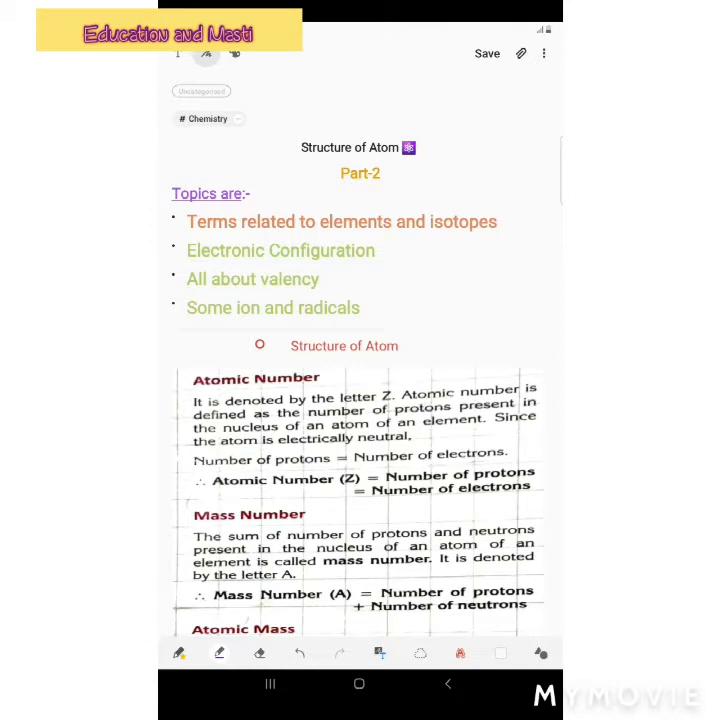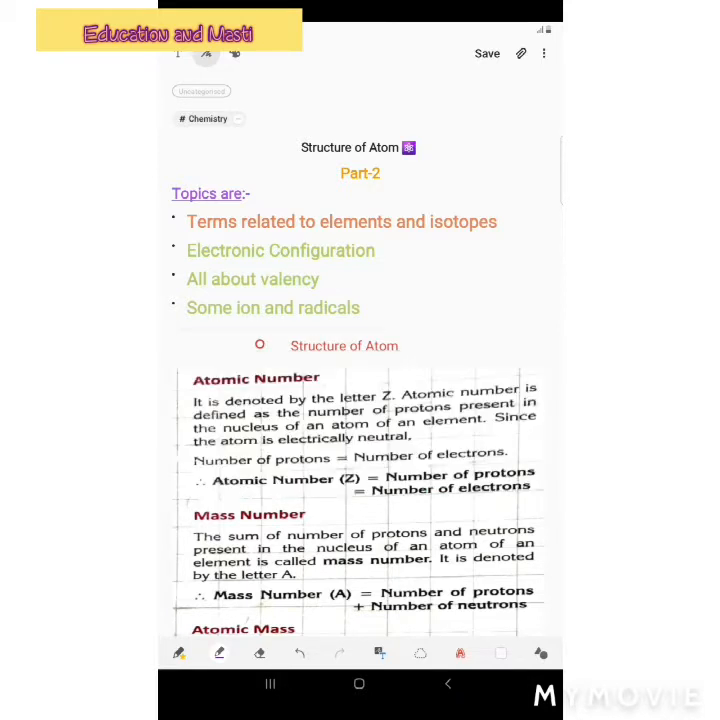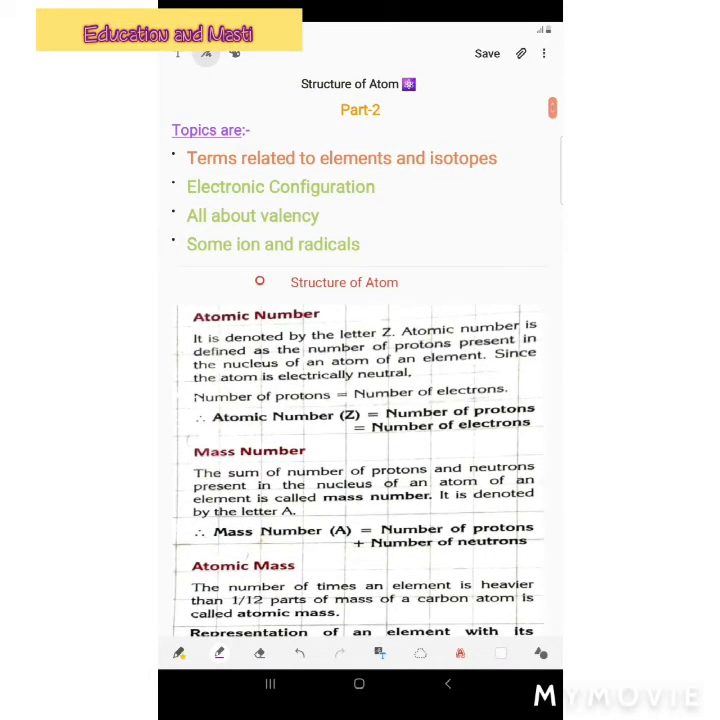So today we are going to start with part 2 of our chemistry chapter, Structure of Atom, and the topics that we are going to read are terms related to elements and isotopes, electronic configuration, all about valency, and some ions and radicals. So terms related to elements means atomic number, mass number, atomic mass, and we will also know about isotopes, about electronic configuration, and all about valencies, valence shells and everything, and some ions and radicals. So now let's start this video with no waiting.